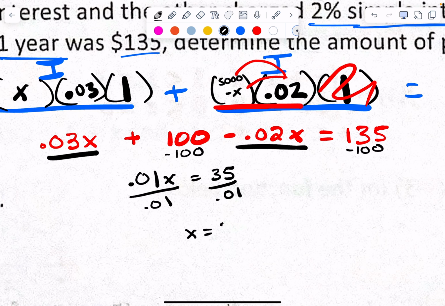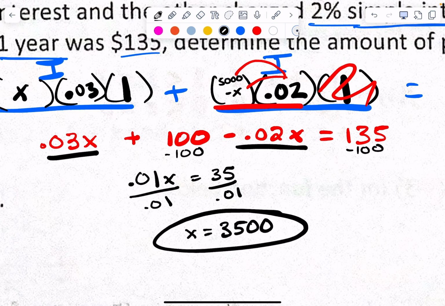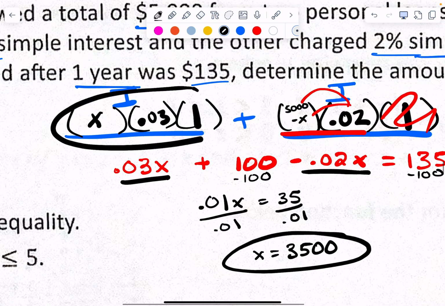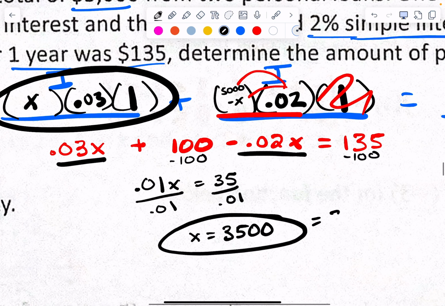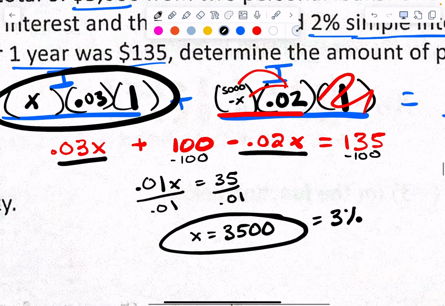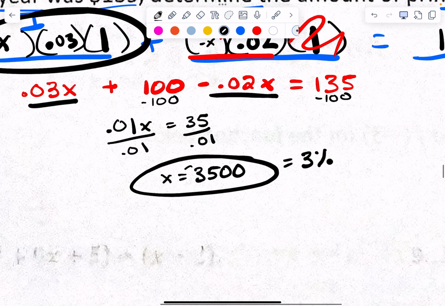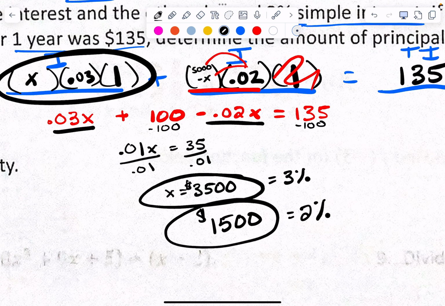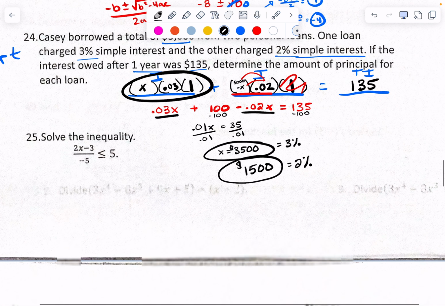So that is $3,500 going into which account? The first one, the x, where I put the x, right? And the x was right here, so this is equal to the 3%. So then, how much money is going into the 2%? 1,500, right? Because I subtract those from 5,000. Do you see where I get that number from? Subtract from 5,000. That is all.